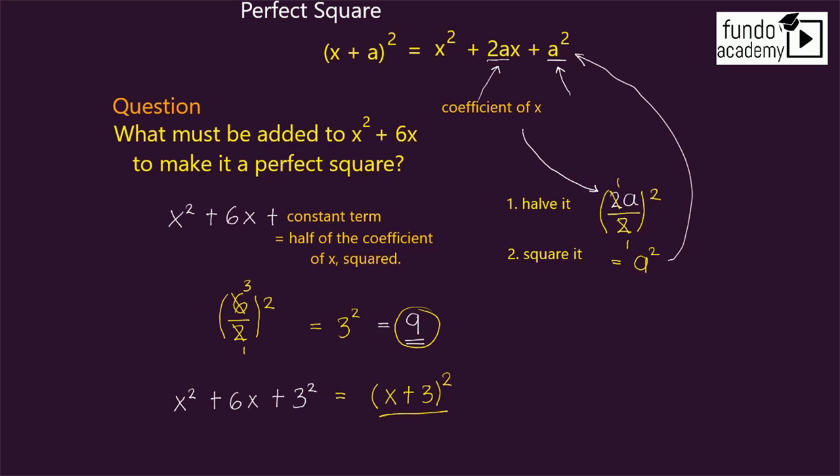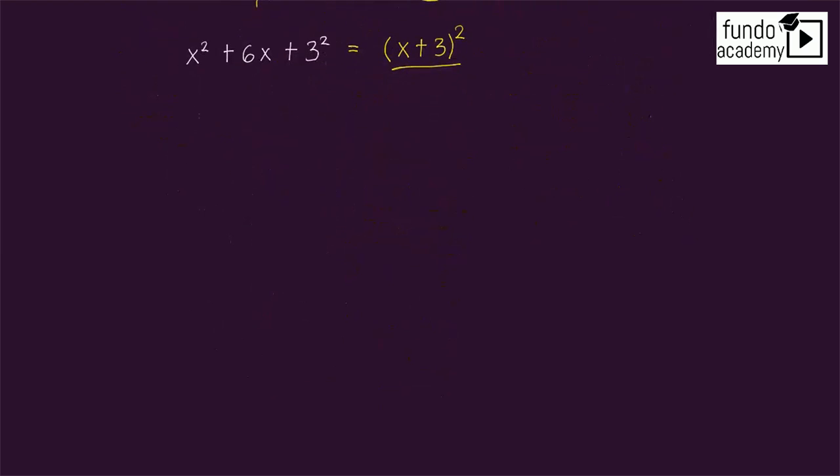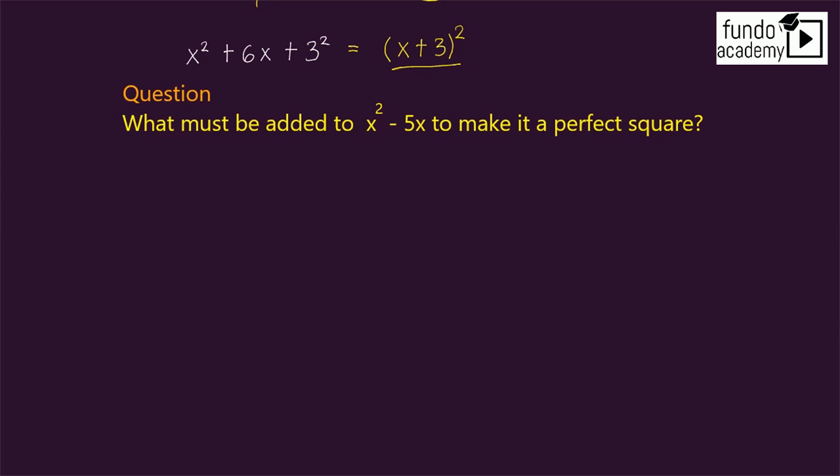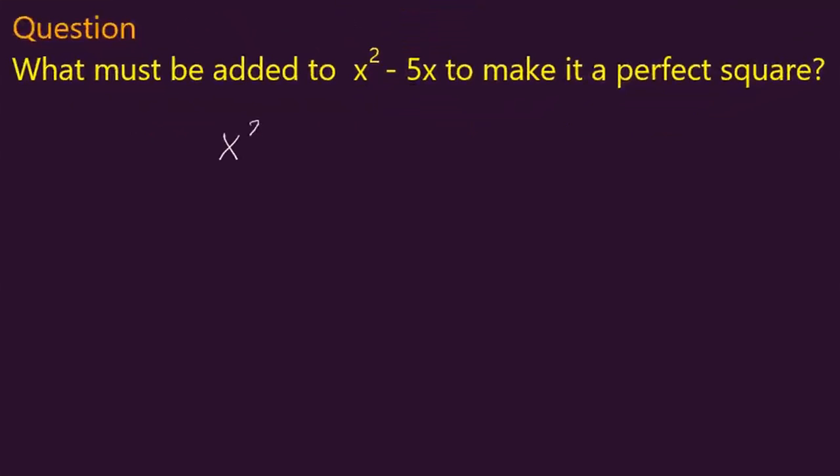Alright, let's look at one more example where we want to complete the square. The question is saying here, what must be added to x squared minus 5x to make it a perfect square? Now for x squared minus 5x, for it to become a perfect square, we have to add a constant term. And remember what we said? We said the constant term is half of the coefficient of x, squared. The coefficient of x is -5, so half of that squared will give us 25 over 4.